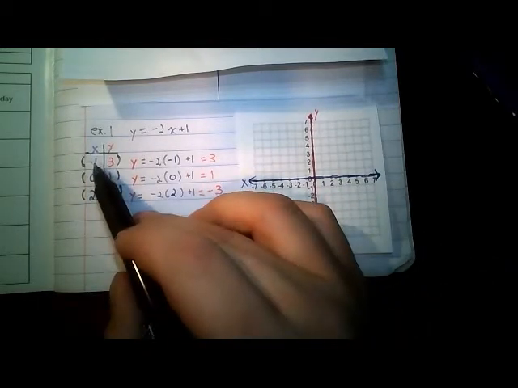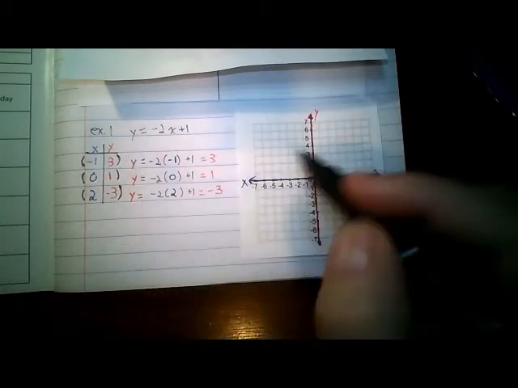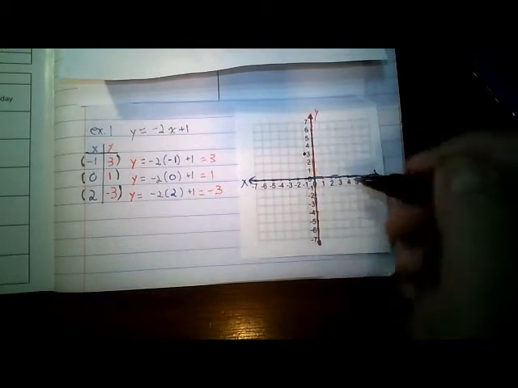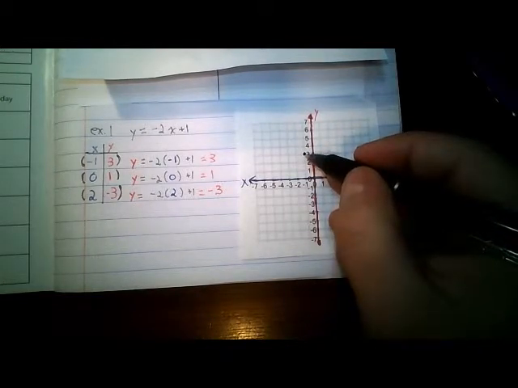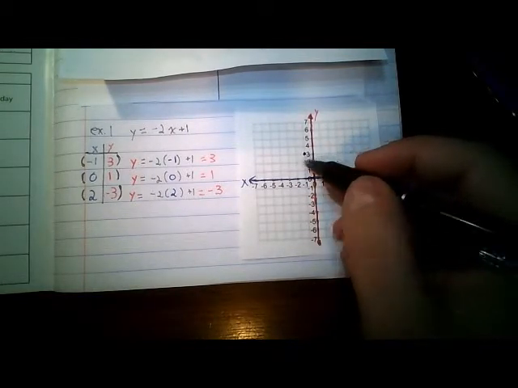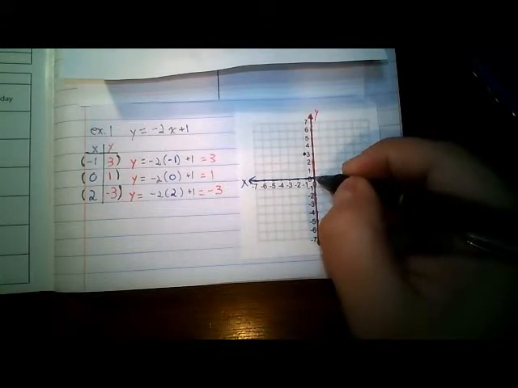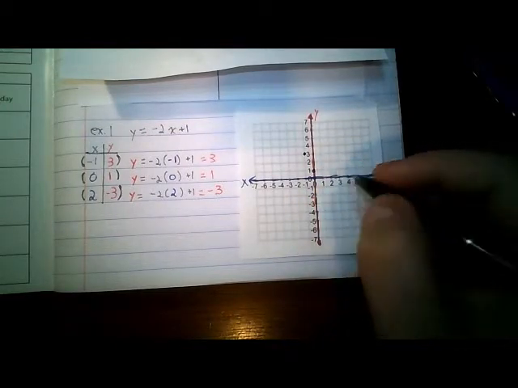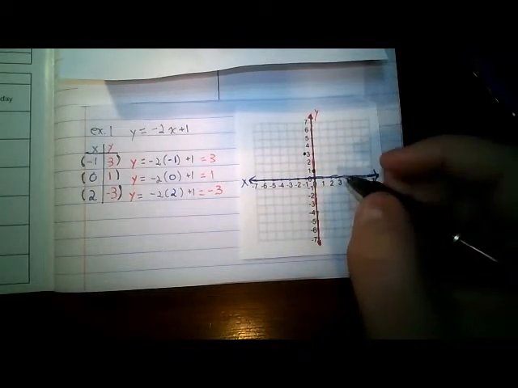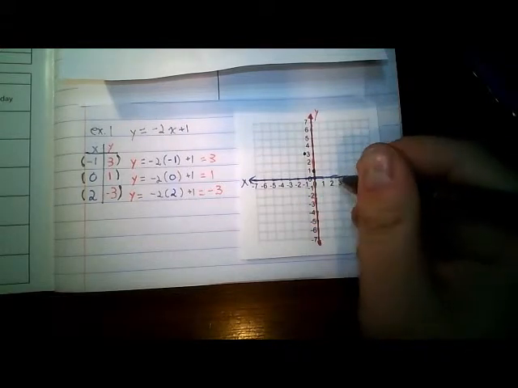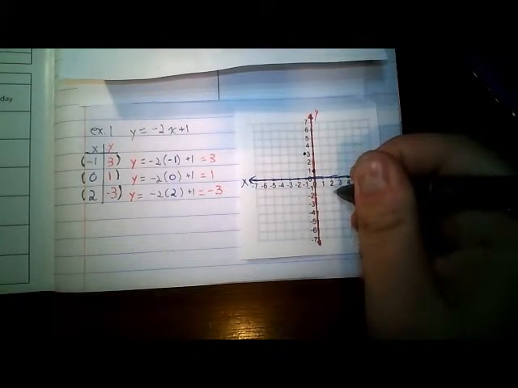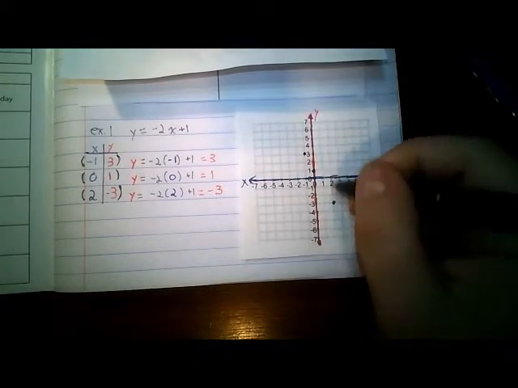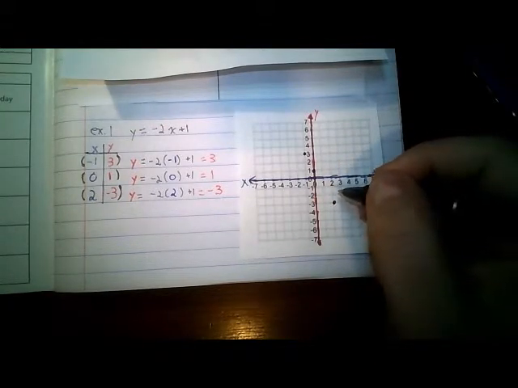Our first point is -1, 3. So it's -1 on x and positive 3 on y. There's our first solution to the equation. Our next point is 0, 1. So that's 0 on x and then 1 on y. Right there. And our last point is 2, -3. Positive 2 on x and then -3 on y. And we have our 3 spots, or our 3 coordinates.